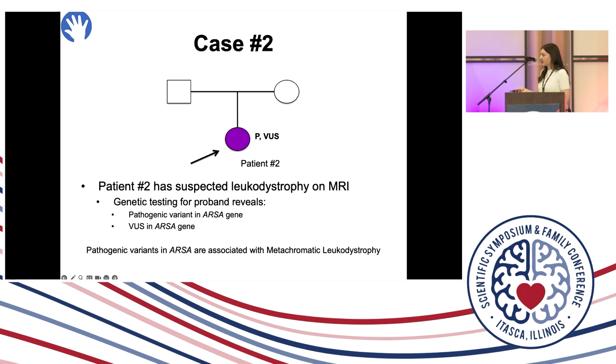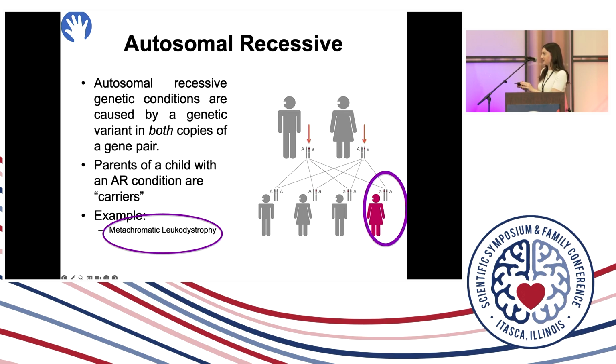And pathogenic variants in ARSA are associated with metachromatic leukodystrophy, which again is the example that I had used for the autosomal recessive inheritance pattern. So simplistically, what I would expect to see in somebody who has MLD is 2 genetic changes within that ARSA gene.